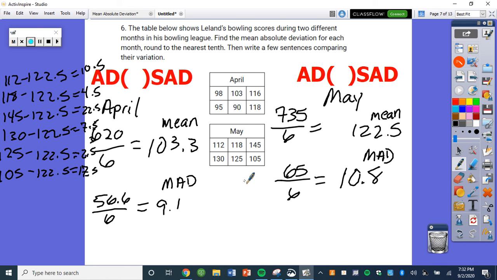So now it says to write a few sentences comparing their variation. The variation is the distance between the mean and their data points, which is what we found with the mean absolute deviation. So if we want to compare, we can say that in April he had a lower mean absolute deviation, which means that he was more consistent with his data. His scores were more around his mean, versus May, where he had a higher mean and his mean absolute deviation was higher because his scores were more spread out. So that's how you do number 6.